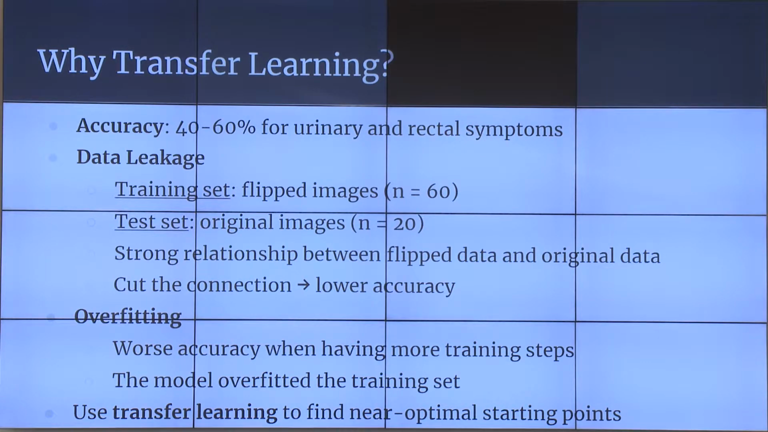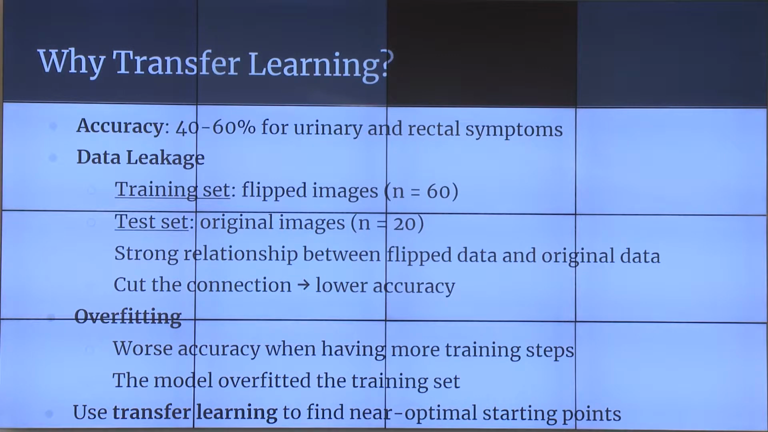So basically, for the training set, we had all of the flipped images, and for the testing set, we had only the original non-flipped or not modified images. And there was a really strong relationship between the flipped data and the original data, since it's the same image, just flipped in another direction. We had to cut that connection, but that extremely lowered the accuracy.